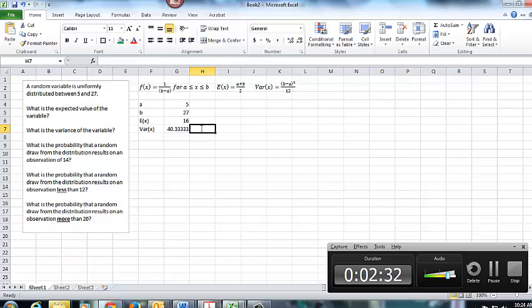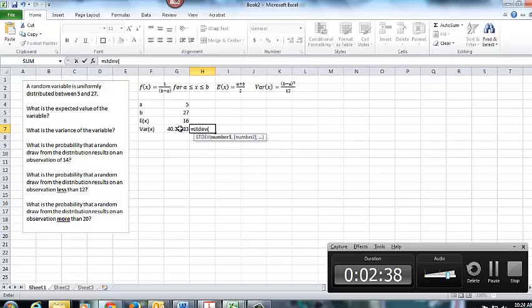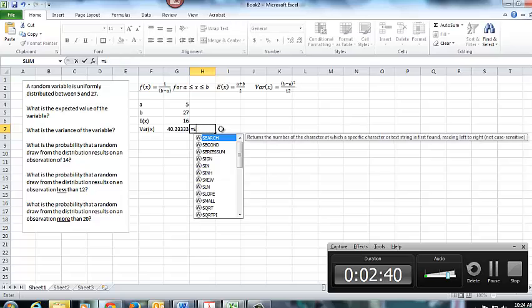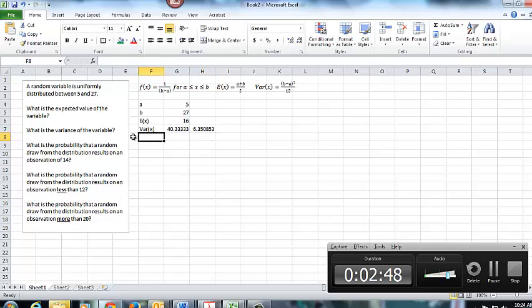If perchance you were asked for the standard deviation, you would just take the square root of that number. Okay. Then we're going to move into some probabilities.